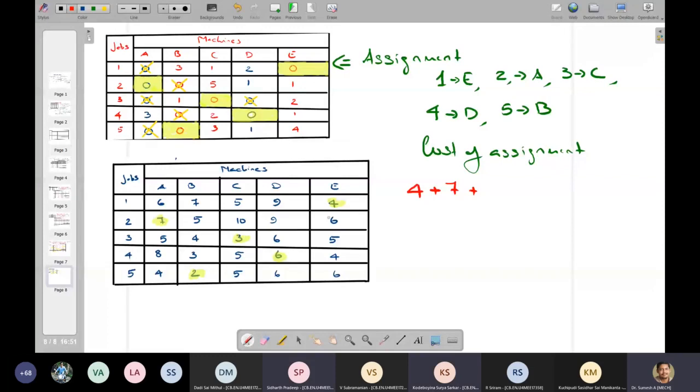What value will you get? 22. Yeah, rupees 22. So the cost of assignment is rupees 22, and the order is given above. So this is the way the result has to be written.